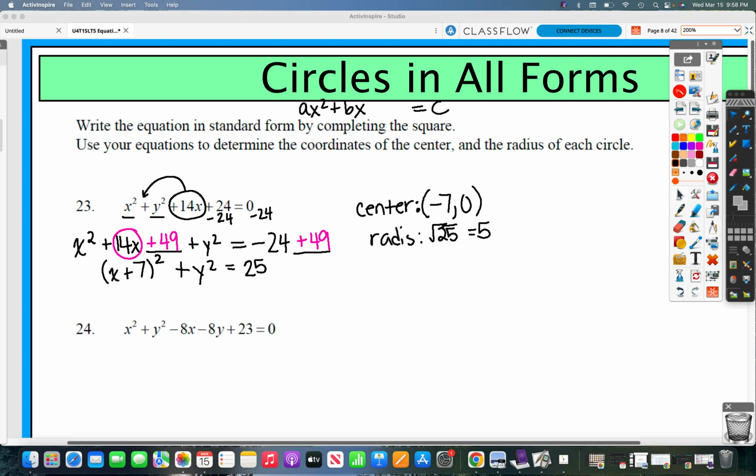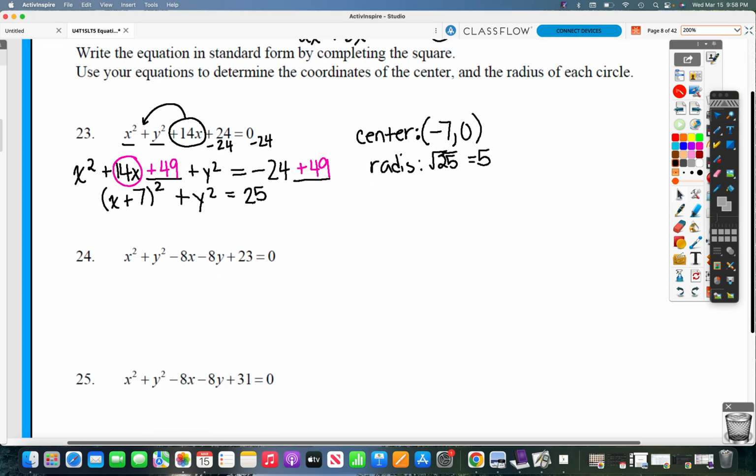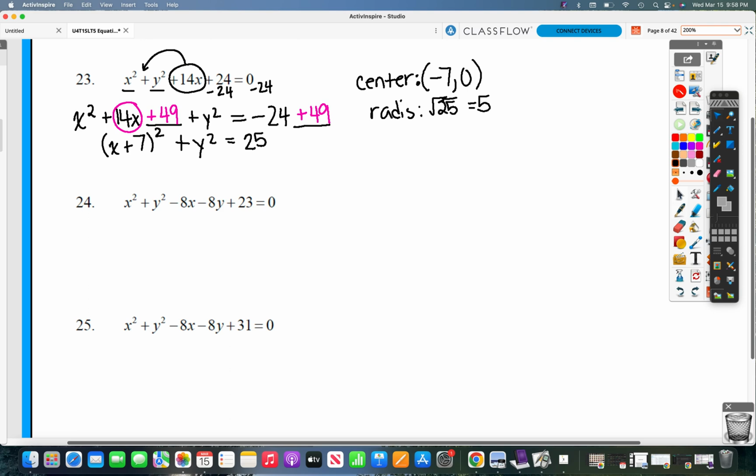Let's take a look at the next one. On the next one, notice I do have this time an x squared and a y squared term. So I have an x squared here, and I have a negative 8x term. And then if I'm looking for my y's, I have a y squared term and a negative 8y. So I'm going to put those together, and then I'm going to get this constant number on the other side. So that's my first step. My first step is to group the x's and y's together and get the constant on the other side, just like we did with completing the square in class.